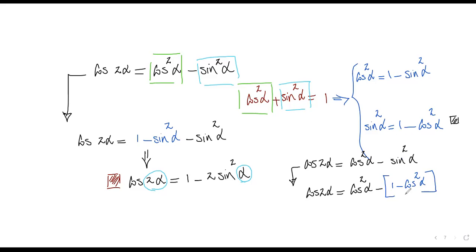Now, you see that from here, you can write cosine of 2 alpha equals, you have cosine squared of alpha, you take minus inside the parentheses, you get minus 1 plus cosine squared of alpha, which gets you how much? 2 cosine squared of alpha, and you have minus 1 left outside, which becomes another incredibly important identity.